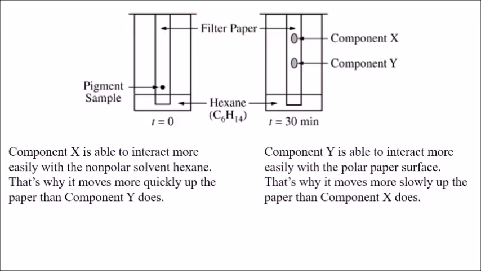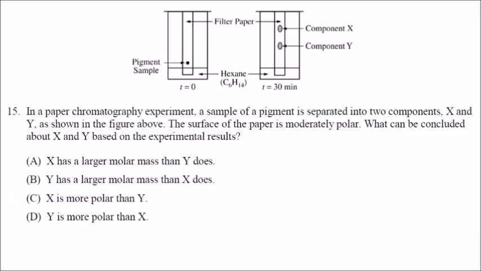You could also say that since Y is more attracted to the polar paper itself, then Y is more polar than X, which is why it moves more slowly up the paper. So Y is more polar than X. The correct answer is D.